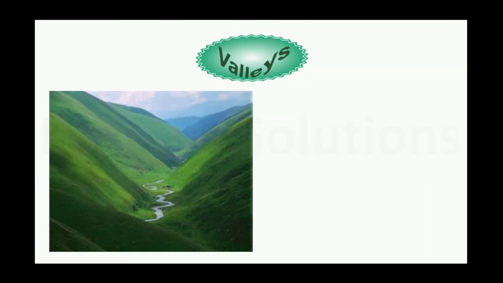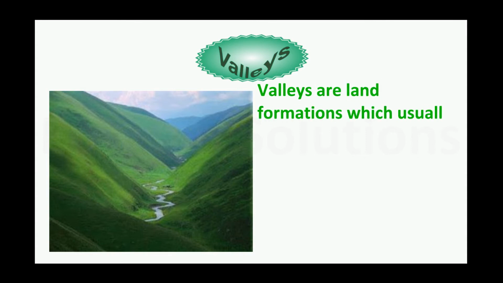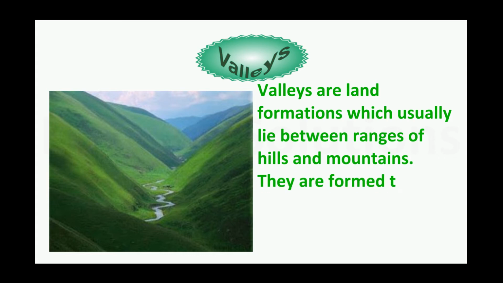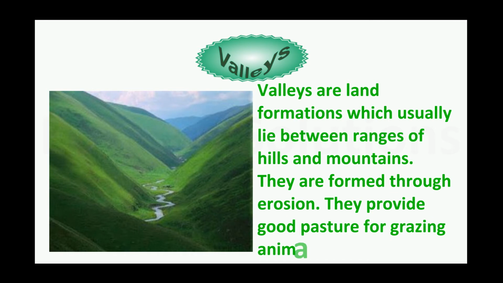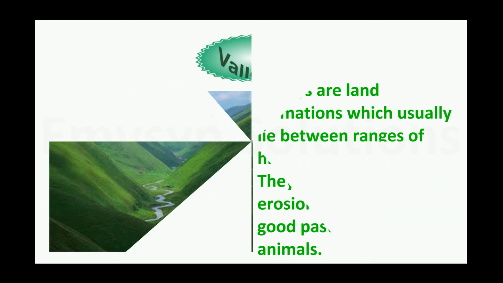Valleys. Valleys are land formations which usually lie between ranges of hills and mountains. They are formed through erosion and they provide good pasture for grazing animals.